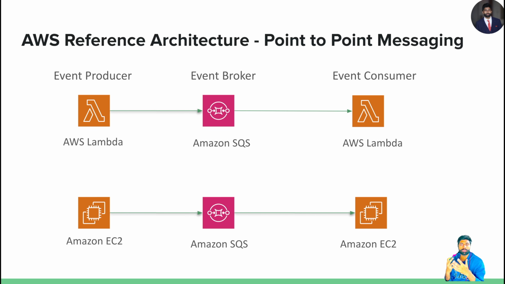This is asynchronous point-to-point communication between two microservices. You can also replace these AWS Lambdas with Amazon EC2 instances or any container instances running on Amazon ECS or EKS. In a typical microservices architecture, these AWS Lambda, Amazon EC2, etc. are running microservices. So SQS is one of the services to achieve point-to-point messaging. And there is one more AWS service called Amazon MQ or Amazon Message Queue, which can also be leveraged for point-to-point communication.